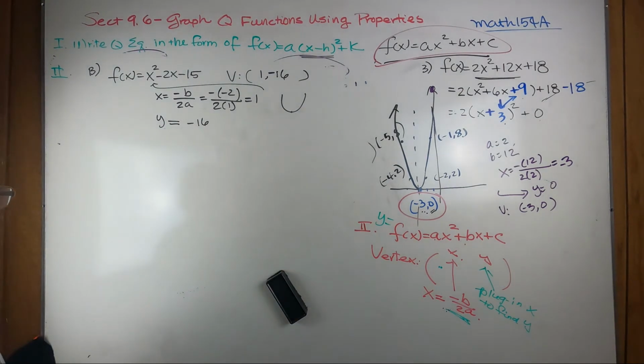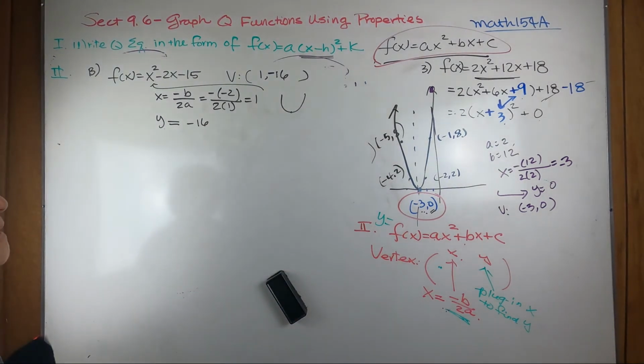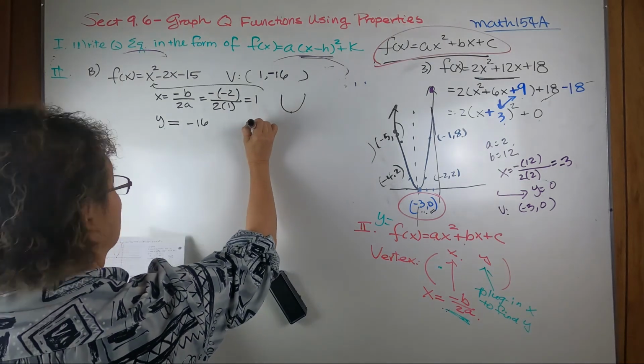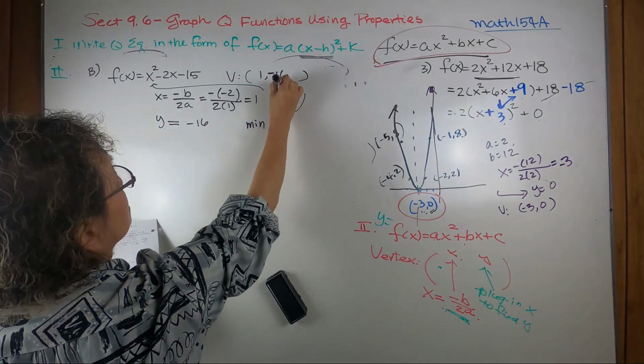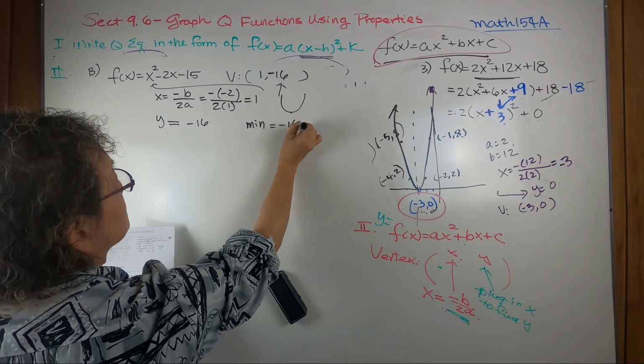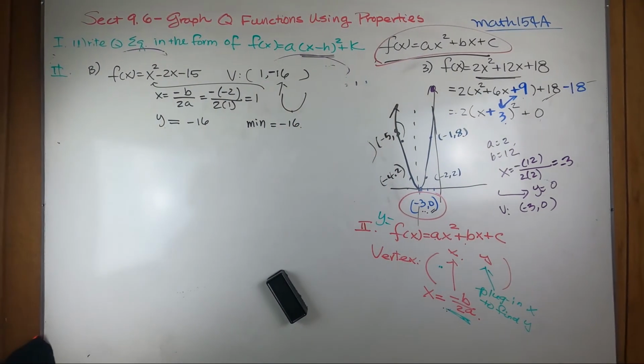Should you have a minimum or maximum? Minimum. So you have a minimum, which is what? Your y value, negative 16. Good?